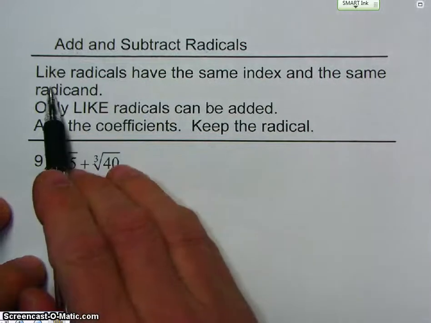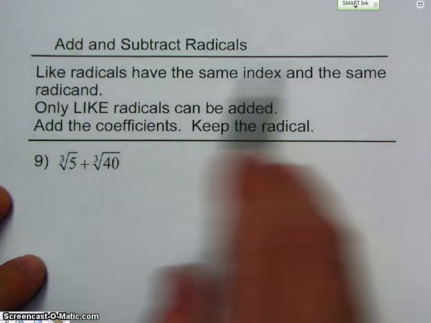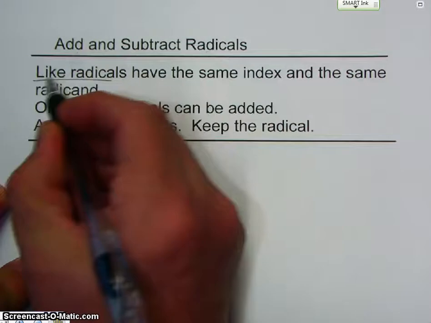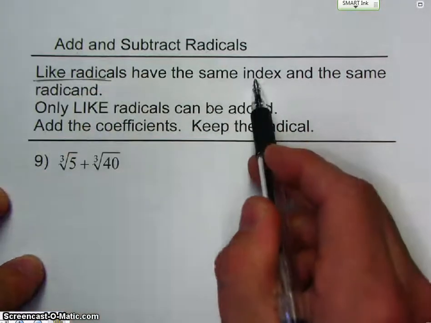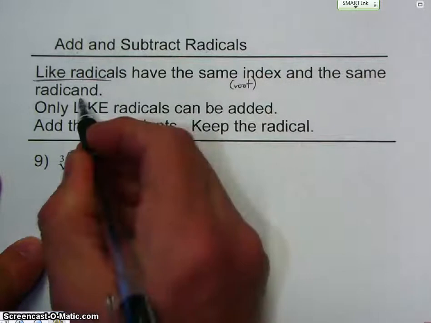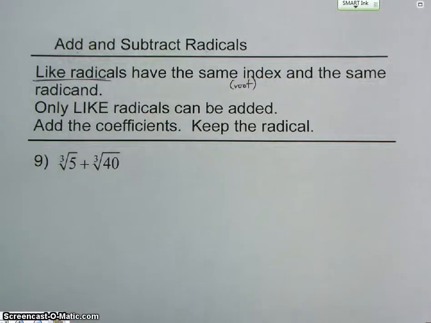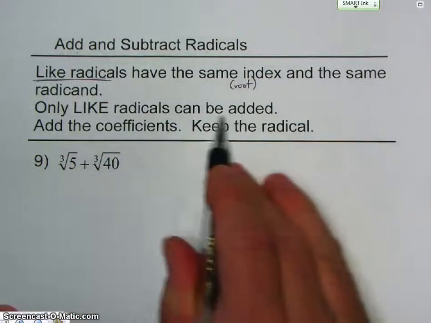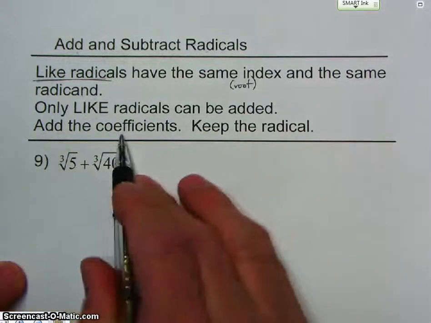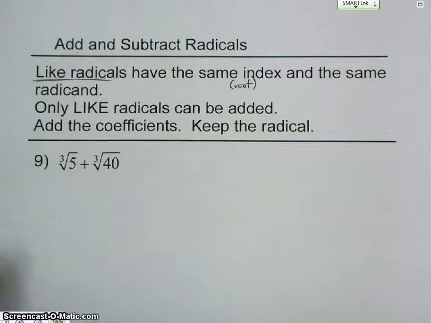Okay, so like radicals have the same index and the same radicand. That's what's considered like radicals. Like radicals are the ones that have the same index, in other words, the same root, and the same radicand. Only like radicals can be added. All right, you add the coefficients and then you keep the radical.